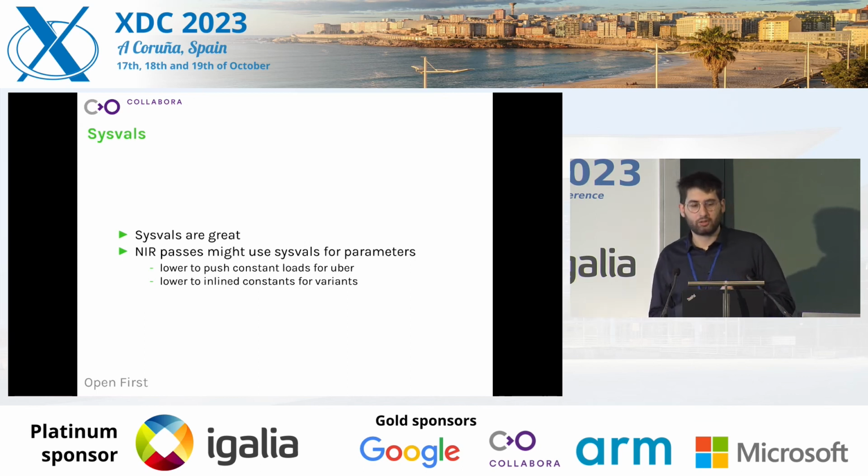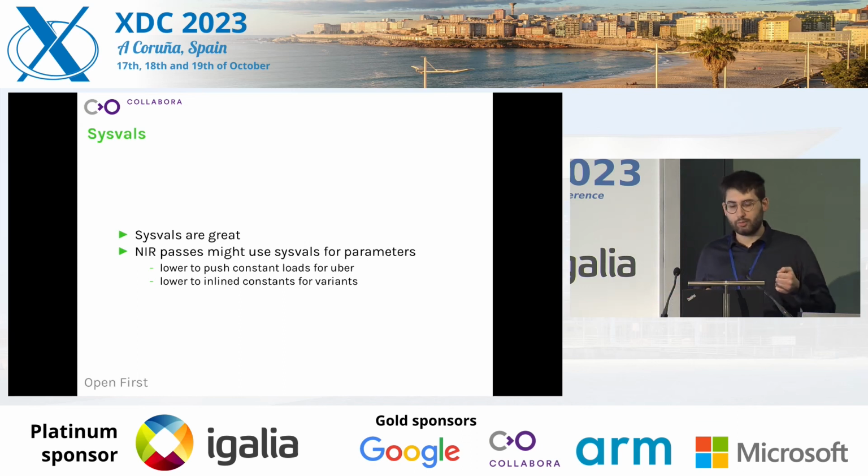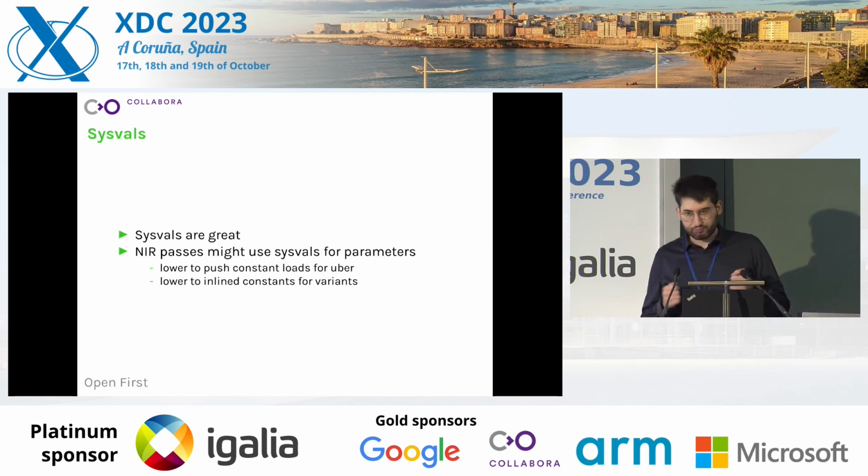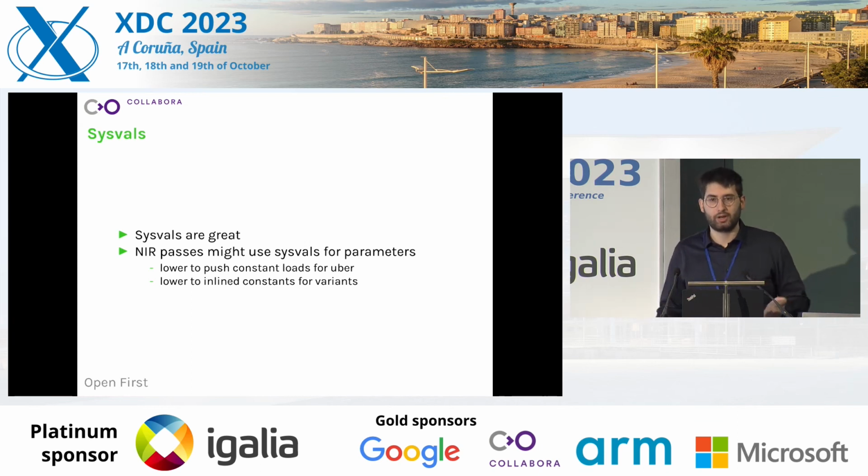For this, sysvals are great. Sysvals are just intrinsics that load a particular value, and we can lower them to whatever we want. So for the Uber shader, we lower them to push constants. For optimized variants, we just inline the value if we can. Or sometimes you can also use push constants for variants to reduce the number of variants we need.